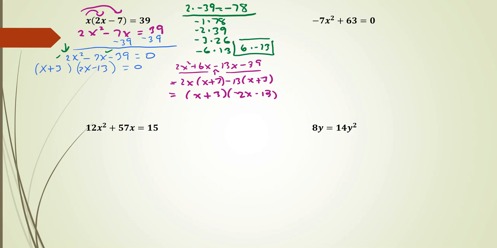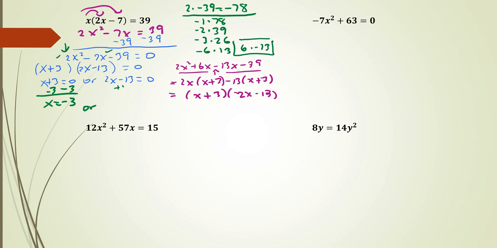Now I'm going to make smaller equations from those. X plus 3 equals 0, or 2x minus 13 is 0. And I'm going to solve. In this first case, it's pretty straightforward. X is negative 3.